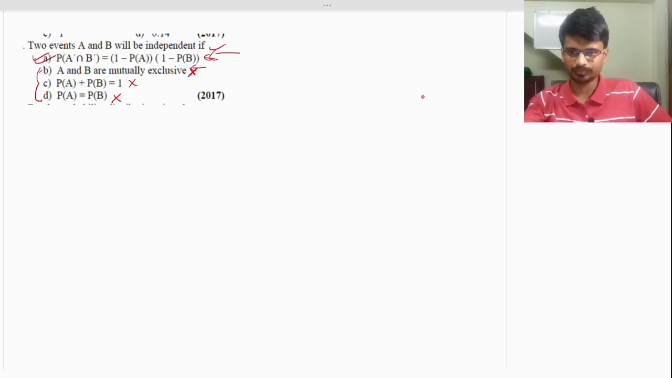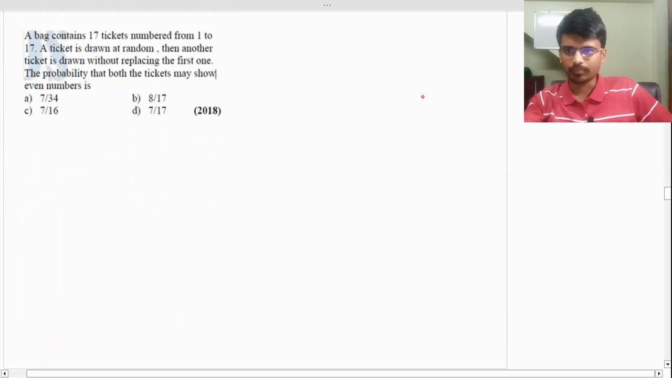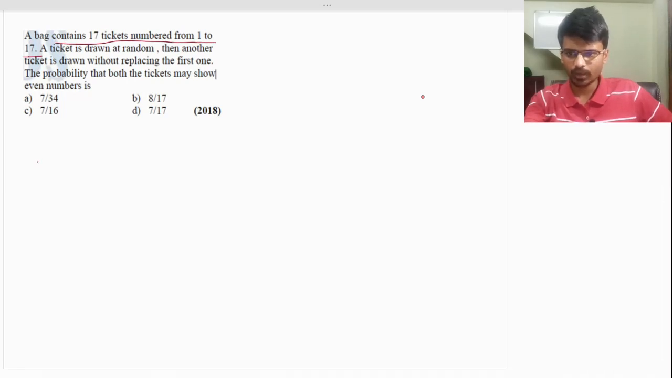Moving on. A bag contains 17 tickets numbered from 1 up till 17. A ticket is drawn at random, then another ticket is drawn without replacing the first one. The probability that both the tickets drawn are even numbers is?